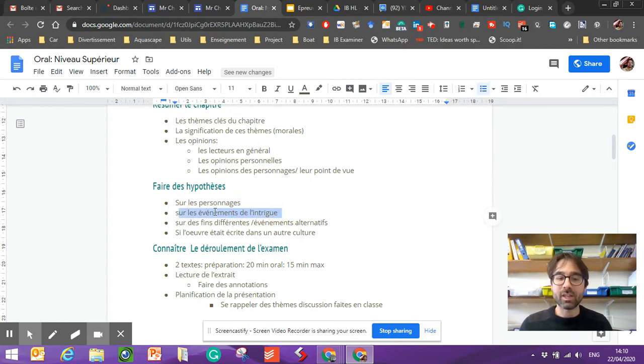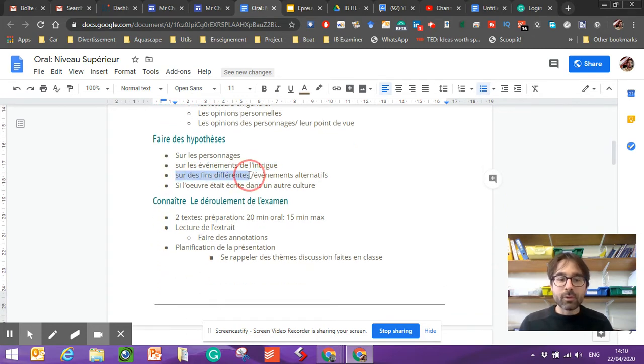Faire des hypothèses. So you need to be able to make hypotheses on the characters, les personnages, sur les événements de l'intrigue, on the events of the plot, sur des fins différentes. Would you end the book differently? Or alternative events, things that you could change in the book if you were writing it. Those are always interesting things to have when you talk about books you've read.